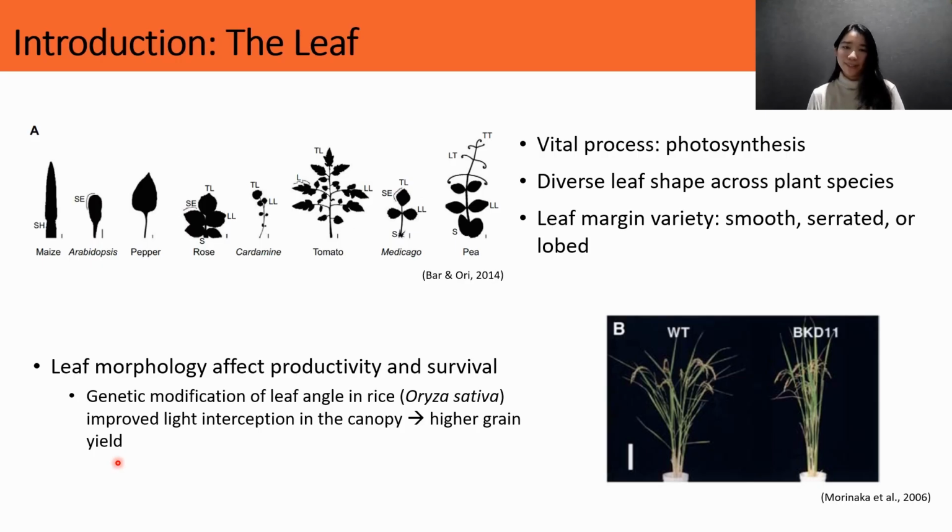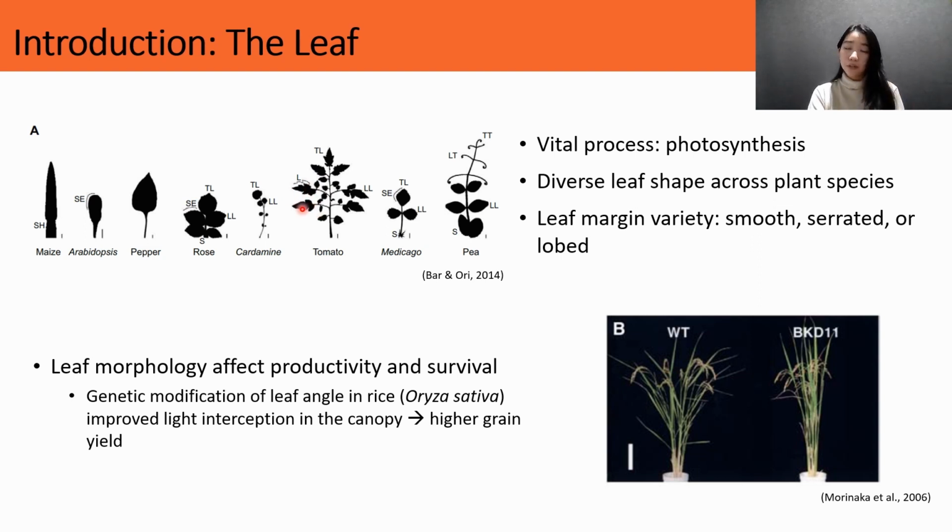So let's start from the leaf. The leaf itself is an essential part of the plant, serving as a site for vital processes such as photosynthesis. And across plant species, there are diverse leaf shapes ranging from simple leaf to a more complex leaf or compound leaf. Simple as in has a single blade and continuous lamina, and compound that has a subunit called leaflet that appeared like a single leaf.